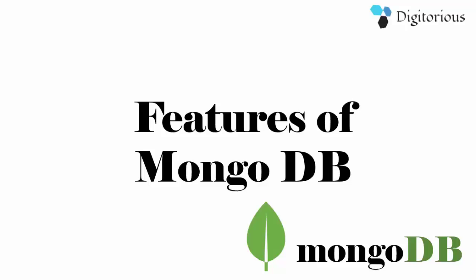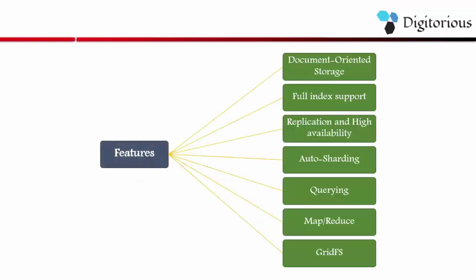Now we'll come to some features of MongoDB. So these are some of the features which MongoDB provides us. First one is document oriented storage. Instead of taking a business subject and breaking it up into multiple relational structures, MongoDB can store the business subject in the minimal number of documents.